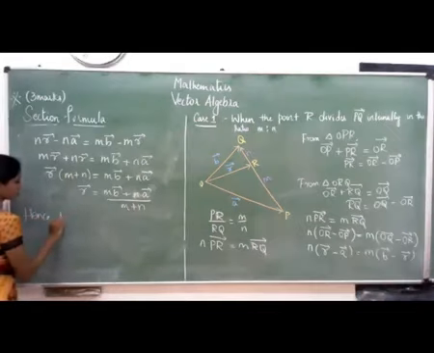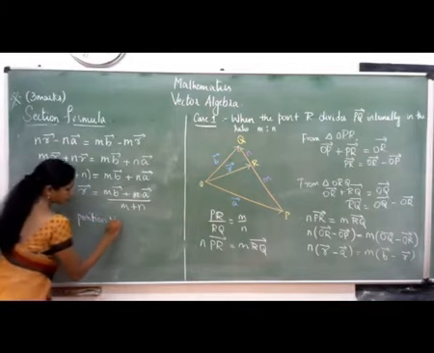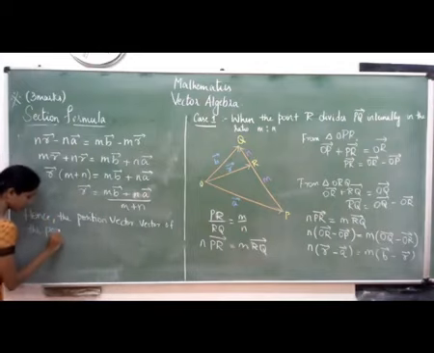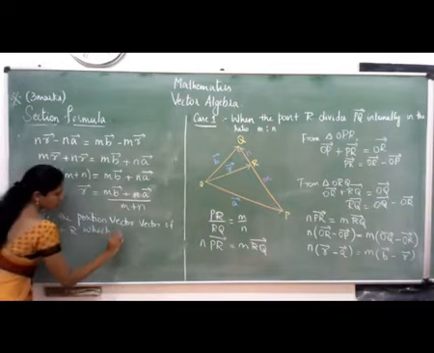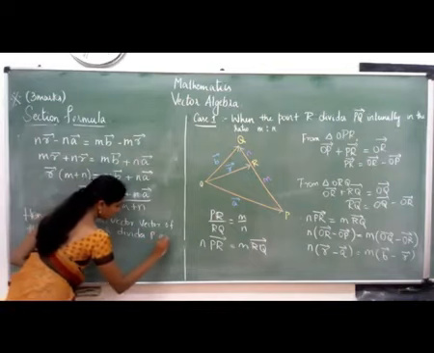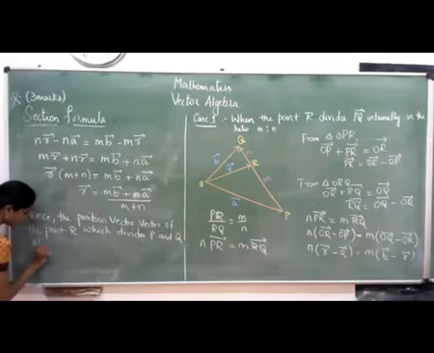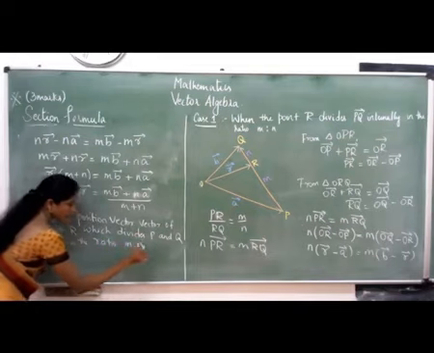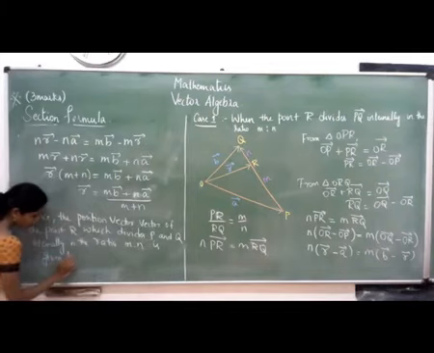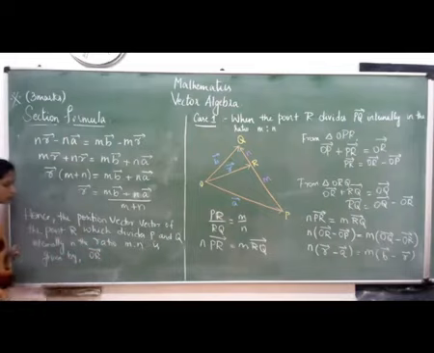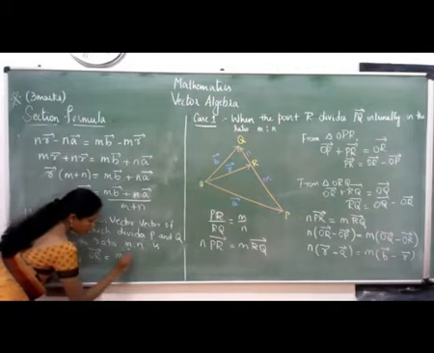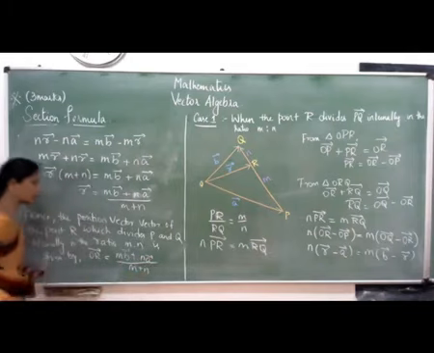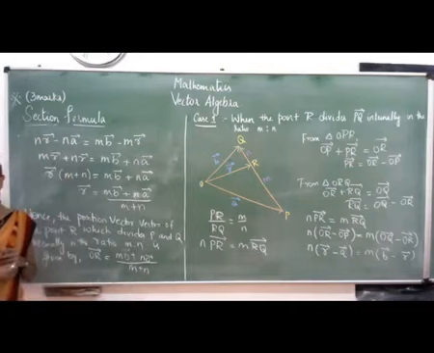Hence, the position vector of the point R, which divides P and Q internally in the ratio m is to n, is given by position vector OR is equal to m into vector B plus n into vector A divided by m plus n. So much you should write if they ask for internal division.